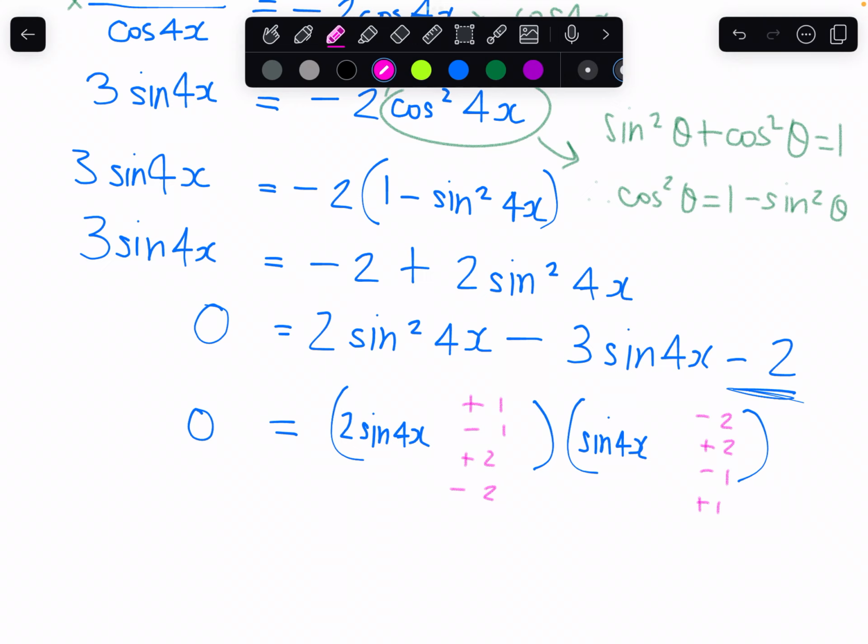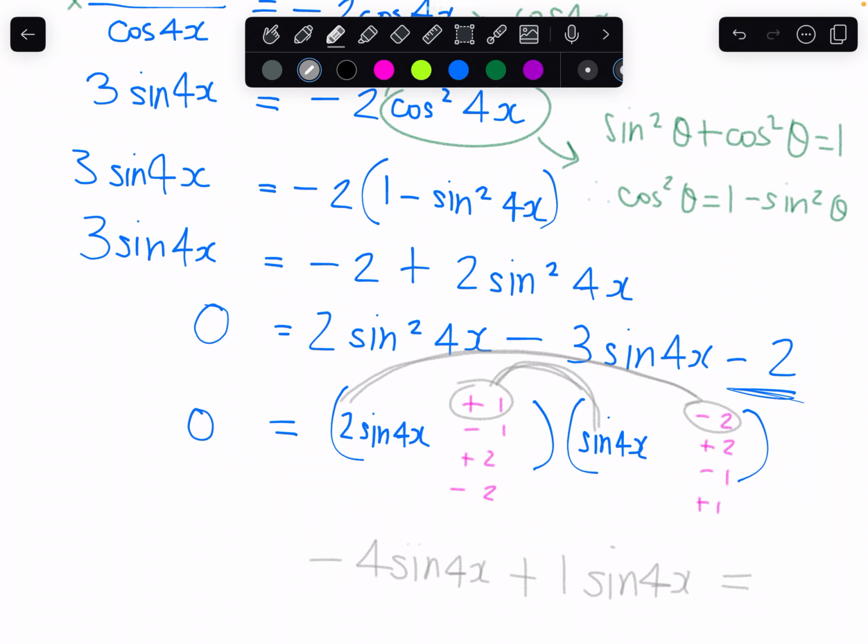Okay, so let's see. If I say 2 times minus 2, so that's minus 4, and then 1 times that, so minus 4 plus 1 is minus 3. Ha! I was lucky on the first try. So this is the combination that works, because 2 times minus 2 gives me minus 4 sine 4x, and then sine 4x times positive 1 is 1 sine 4x, which gives me the middle term I want, minus 3 sine 4x.